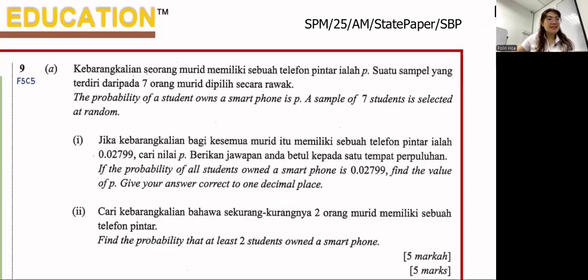Hello everybody, in this video we are going to talk about SBP 2025 paper 2 question 9. This question is about your Form 5 chapter 5 distribution, where we talk about binomial and also normal.